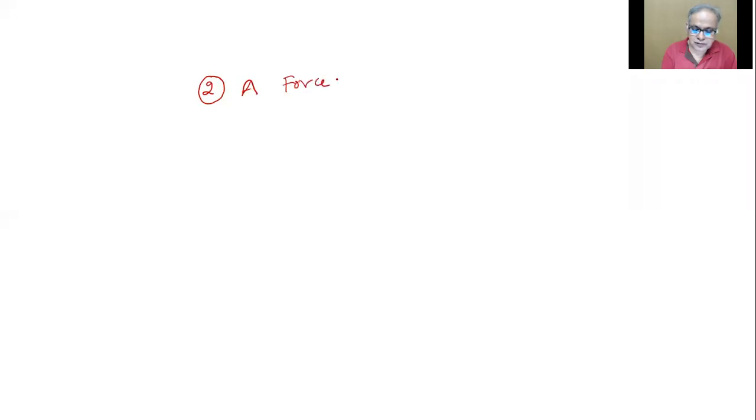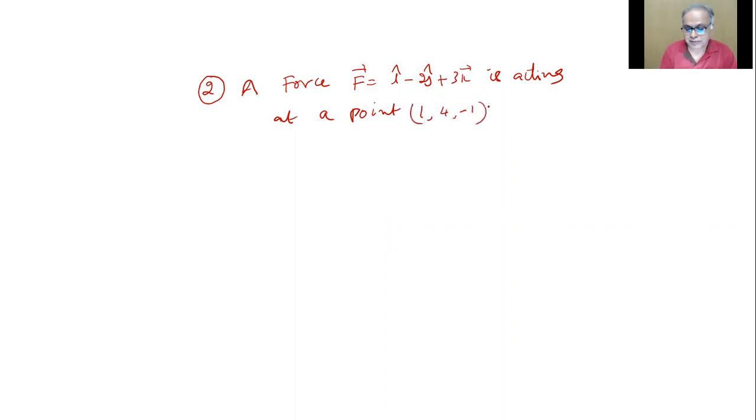On torque only, I'll give another example. A force F equals i minus 2j plus 3k is acting at a point 1 comma 4 comma minus 1, whatever it is, doesn't matter. Find the torque about the origin.